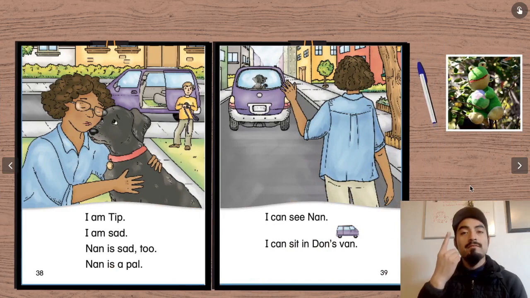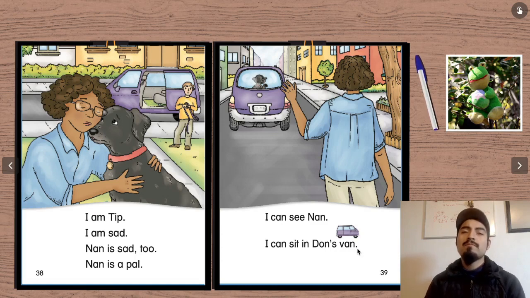1, 2, 3. I am Tip. I am sad. Nan is sad too. Nan is a pal. I can see Nan. I can sit in Don's van.